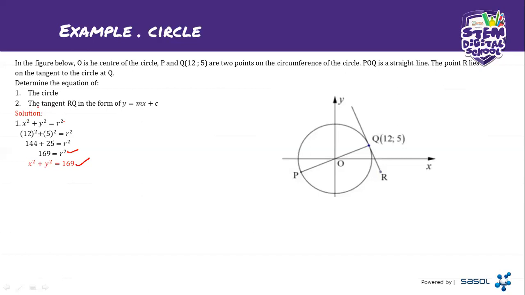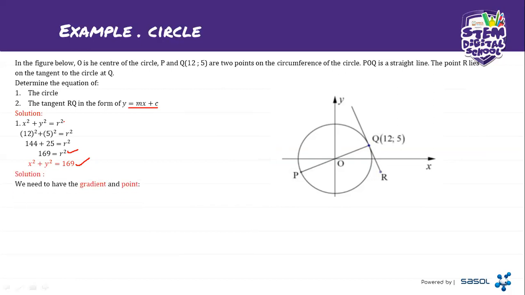And then the next question says, determine the equation of the tangent RQ in the form of that. Now remember, the same applies with the straight line, because a tangent is still a straight line. We need a gradient and a point in order for us to get the equation of a tangent. Now we can see from that line, we're having only one point, which is point Q, (12, 5). Now, how are we going to get the gradient if that is the case?